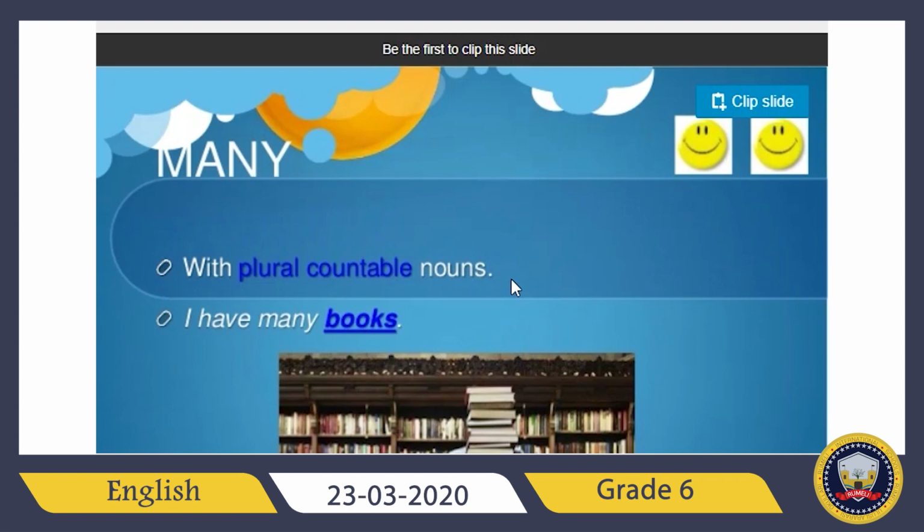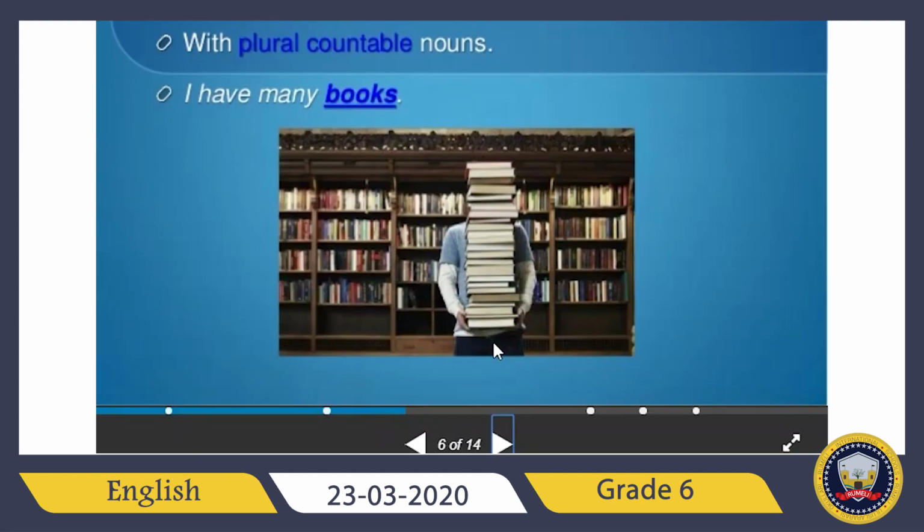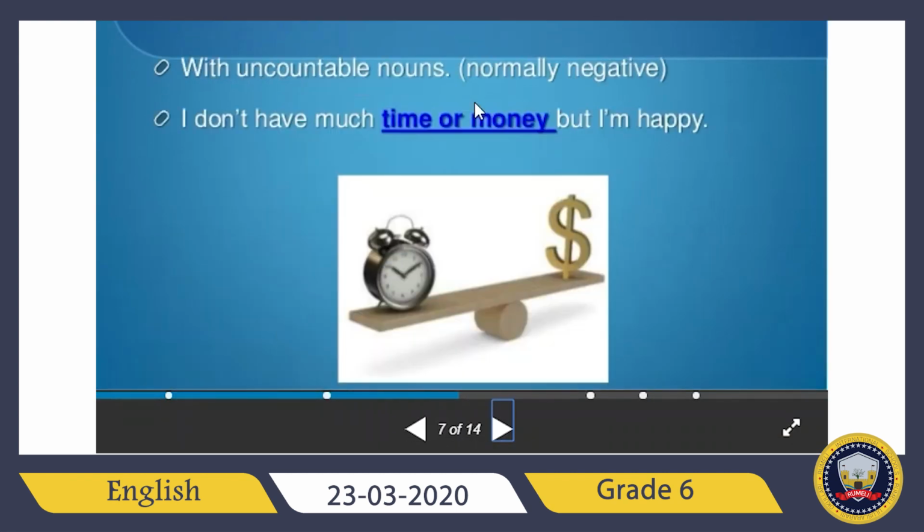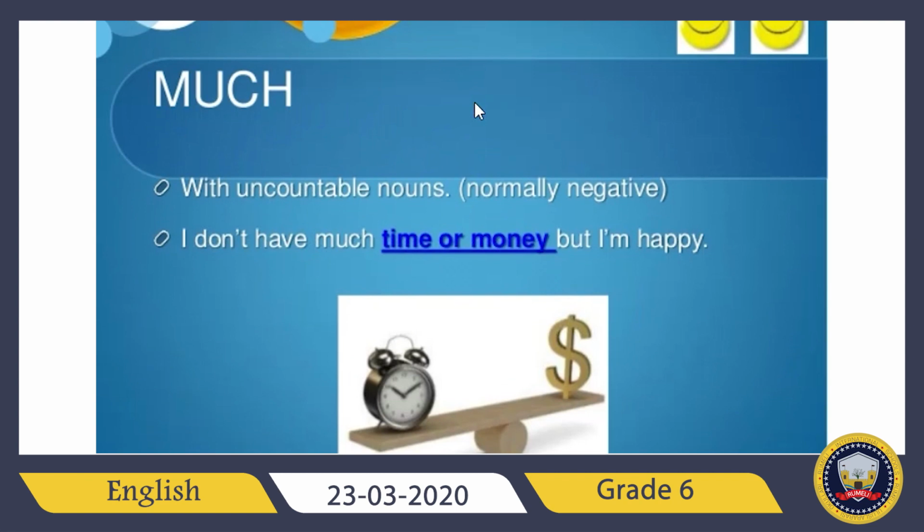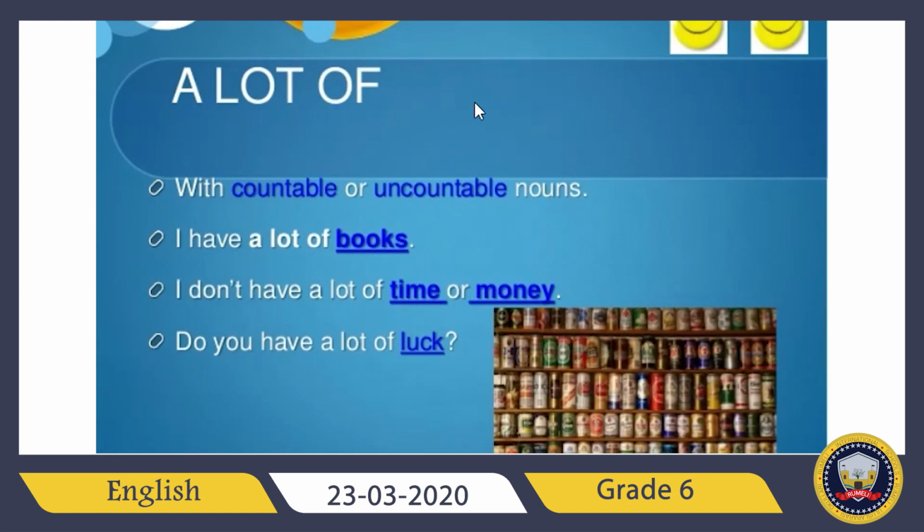With many, as I told you, we use it for plural countable nouns. For example, I have many books. For much, we bring it with uncountable nouns. As in the example, I don't have much time or money, but I'm happy. A lot of, with countable or uncountable nouns. I have a lot of books. As you see, after a lot, we must bring a noun, so we have to bring of before that noun. I don't have a lot of time or money. Do you have a lot of luck? This is the question form.